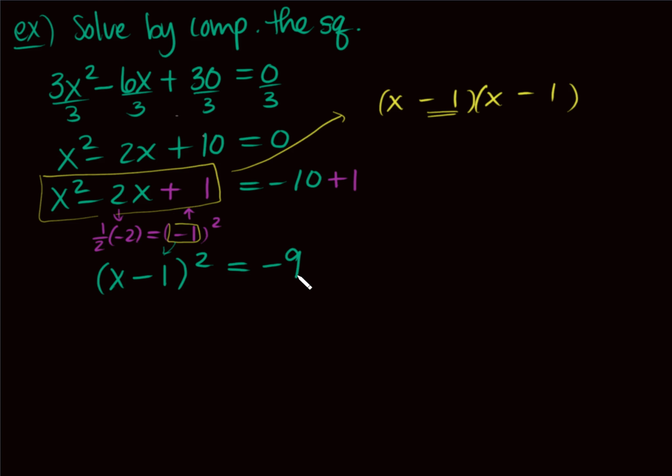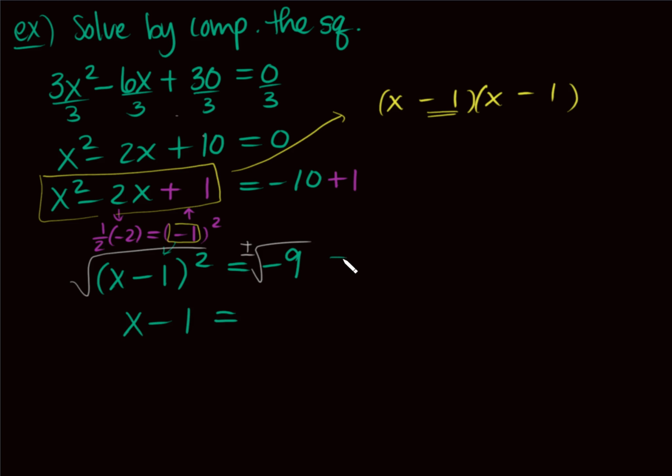What do I get over here? -9. Oh, this is going to be fun. -9. Now what do I want to do? I want to square root both sides. So I bring in my square root. I bring in a plus or a minus. Anytime you bring in a square root that is not there already, you must bring in a plus or minus.